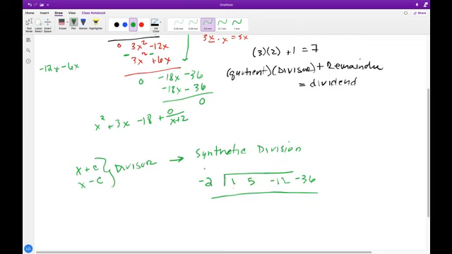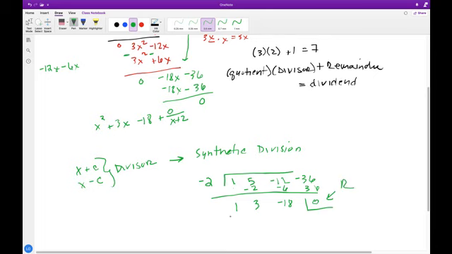So to start, we bring down the 1 on the left, and now I multiply to the outside, and I add the columns. So 1 times negative 2 is negative 2. 5 plus negative 2 is 3. And then we multiply again. 3 times negative 2 is negative 6. Add the columns. I get negative 18. Negative 18 times negative 2 is 36. I add the columns, and we get 0. So 0, this is my remainder.